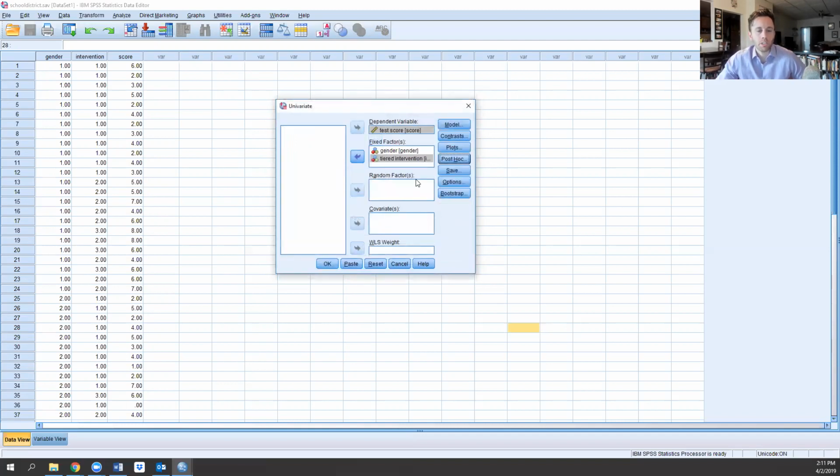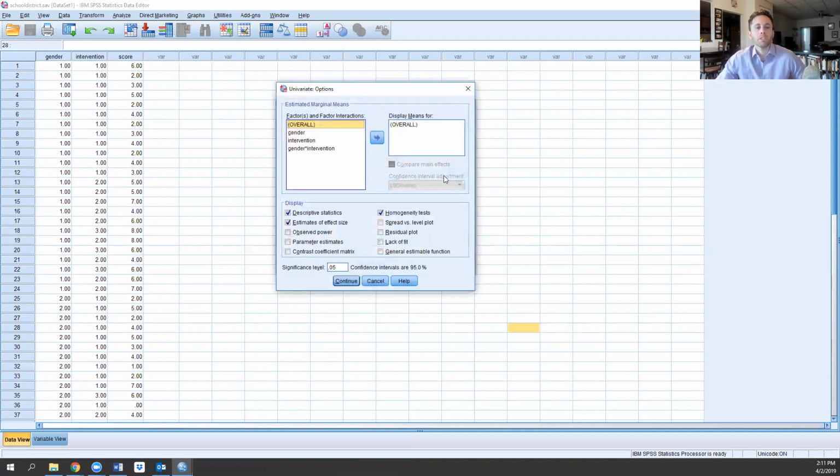So we're going to click continue there, and finally we're going to click into options. And what we are most interested in is displaying the means for the overall. So again, we're going to push that over here. We're going to click descriptive stats, estimates of effect size and homogeneity tests there. We're going to keep it at the 0.05 confidence interval level for education purposes in particular.